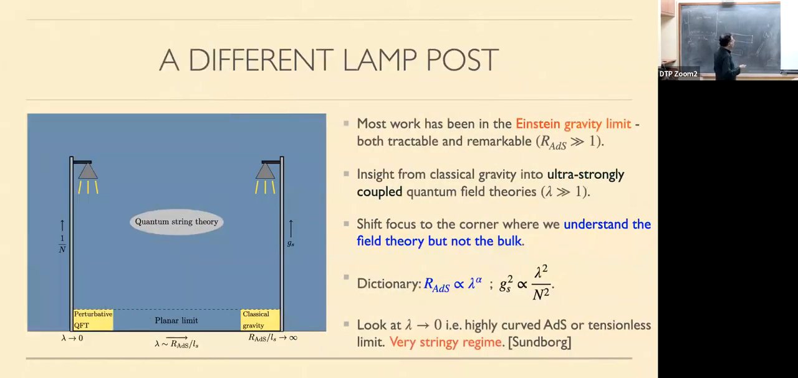So this is the picture that I drew over here. As I said, most of the work, in some sense, has been under this lamppost. And it's been, of course, remarkable. And we've learned completely amazing things about ultra-strongly coupled quantum field theories from just classical gravity. I mean, who would have thought that we could say something even remotely making sense about the quark gluon plasma just from solving Einstein's equations. So we've definitely learned a lot, but that I think should tell us that there's a lot more that we can learn.